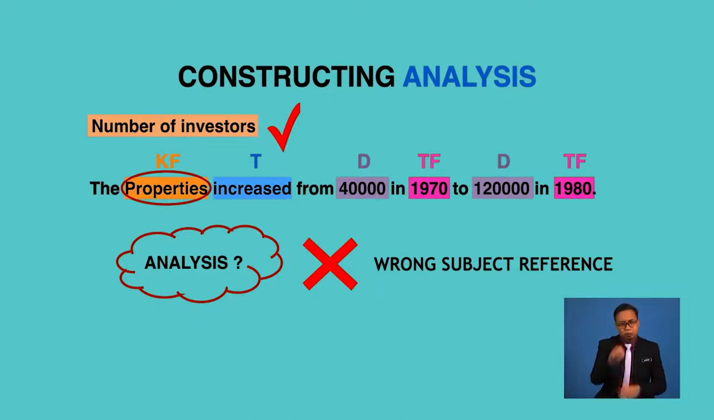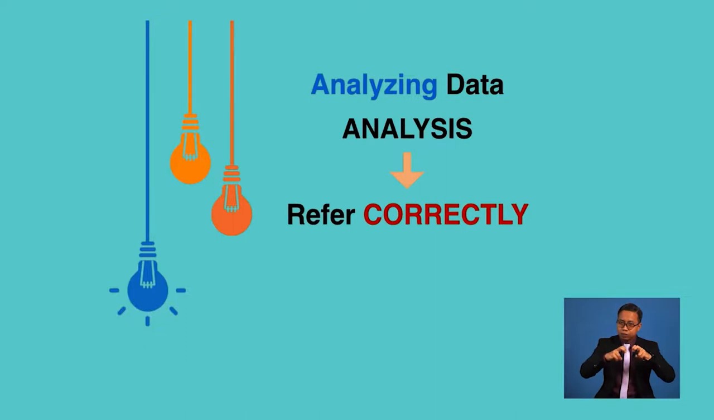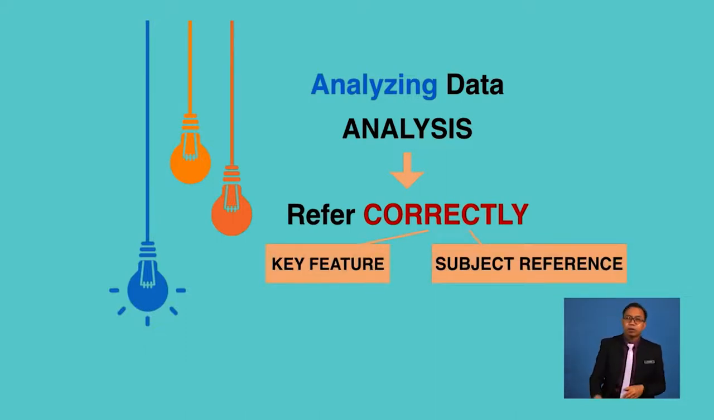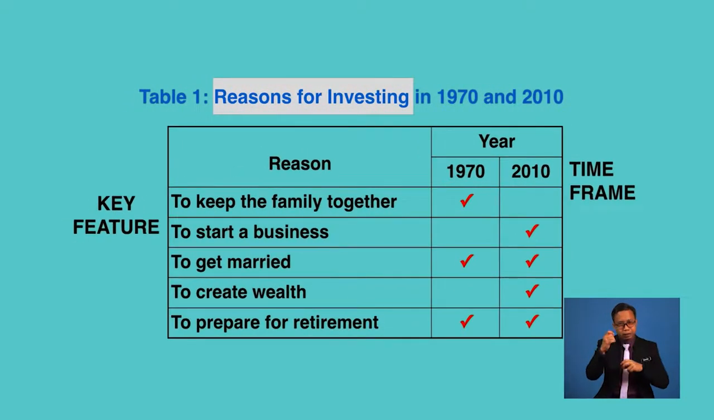We are not talking about the amount of properties, but we are talking about the number of investors in properties. Please be careful when interpreting the information from the visuals. The analysis must refer correctly to the key feature or subject reference. Can we analyze the information in Table 1? What do you think? Remember, analysis is an explanation of a trend or movement in a visual. Therefore, we can also analyze information in Table 1.